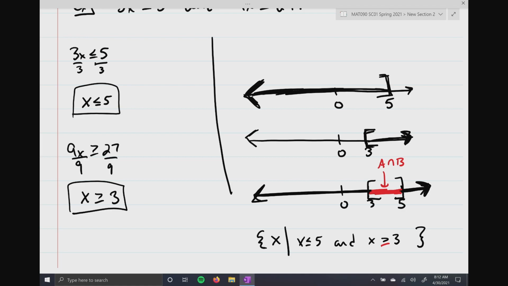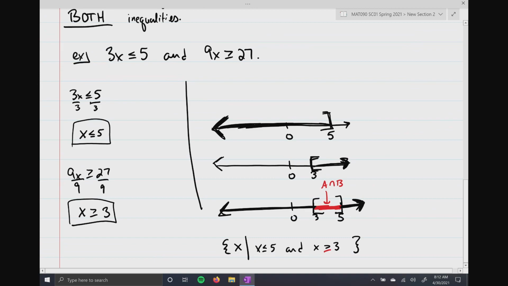Thank you, Abigail. 4. So what I'm going to do is I'm going to come up into my original equations, and I'm going to substitute in 4. And I need to get true statements. 3 times 4 is 12. 12 is definitely less than or equal to 15. That is what we call a true statement.